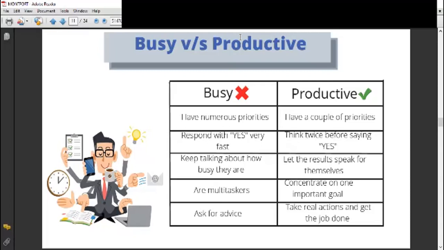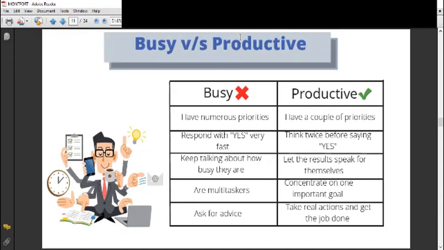And busy persons are multitaskers. They show, okay, at a time I will do everything, and they will take everything on their head. And a productive person concentrates on one important goal because they are planned, and they know in which direction they have to move, how they are going to work, so that everything will be accomplished on time. Next, busy persons ask for advice. They will simply waste their time asking for advice, how to do this work, how to do that work, I'm unable to do. But a productive person takes real actions and gets the job done.